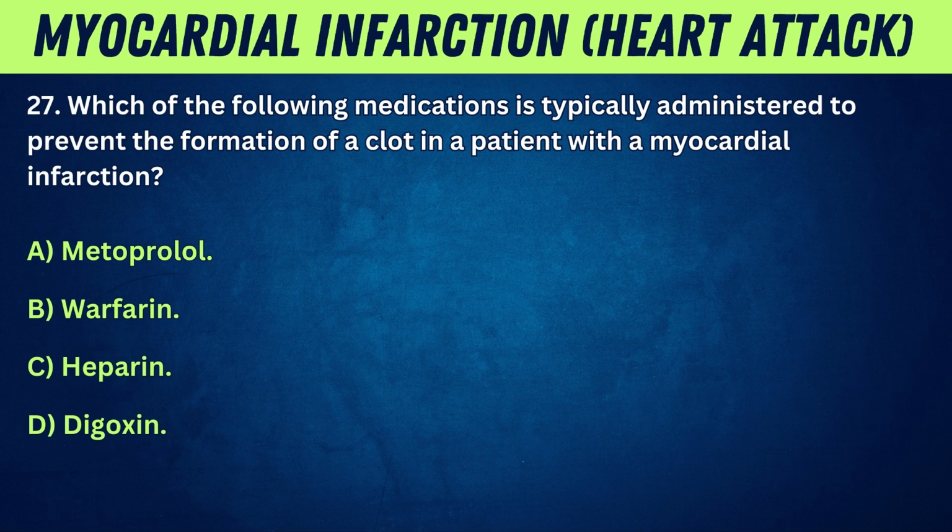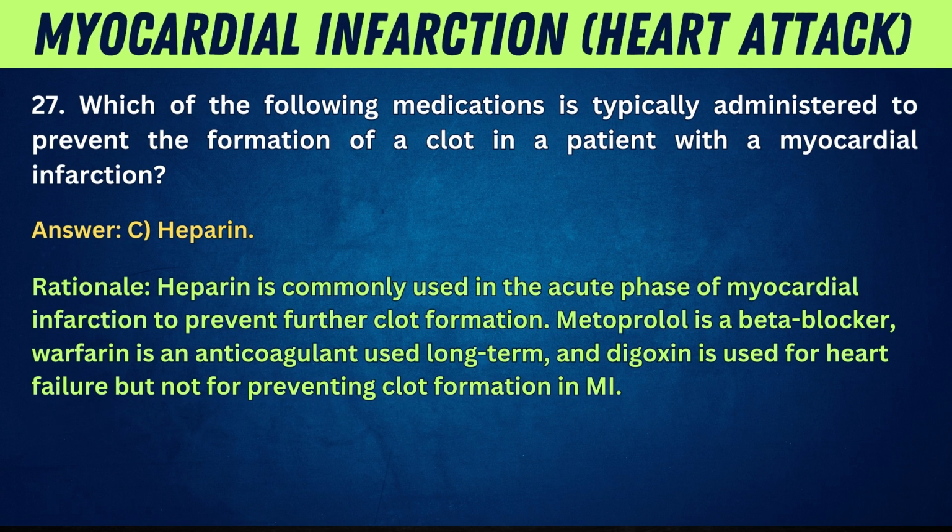27. Which of the following medications is typically administered to prevent the formation of a clot in a patient with a myocardial infarction? A. Metoprolol. B. Warfarin. C. Heparin. D. Digoxin. Answer. C. Heparin. Rationale. Heparin is commonly used in the acute phase of myocardial infarction to prevent further clot formation. Metoprolol is a beta blocker, warfarin is an anticoagulant used long-term, and digoxin is used for heart failure but not for preventing clot formation in MI.